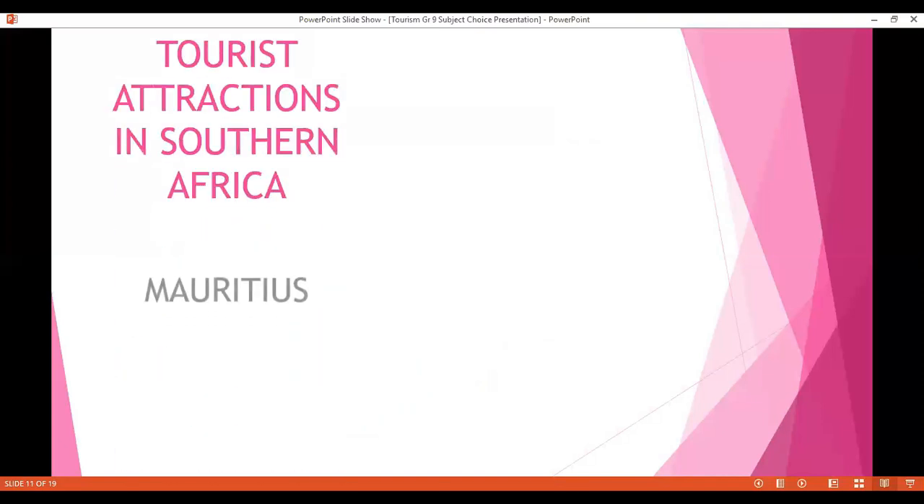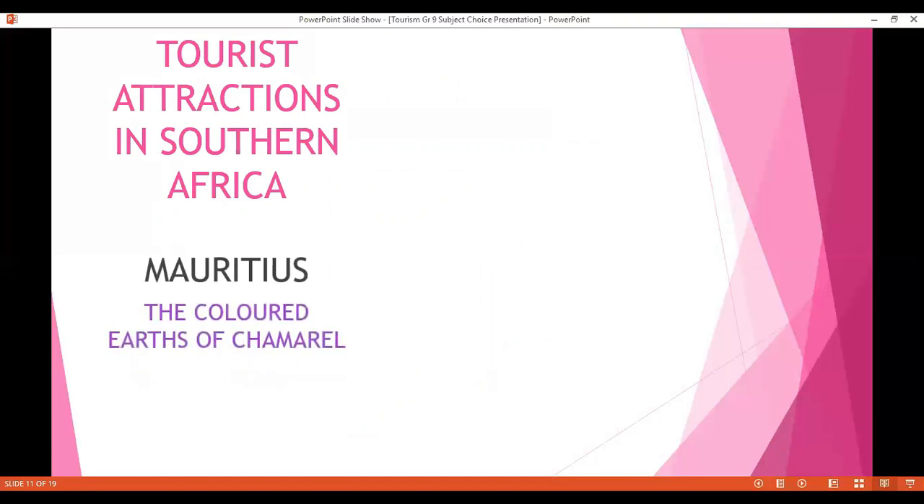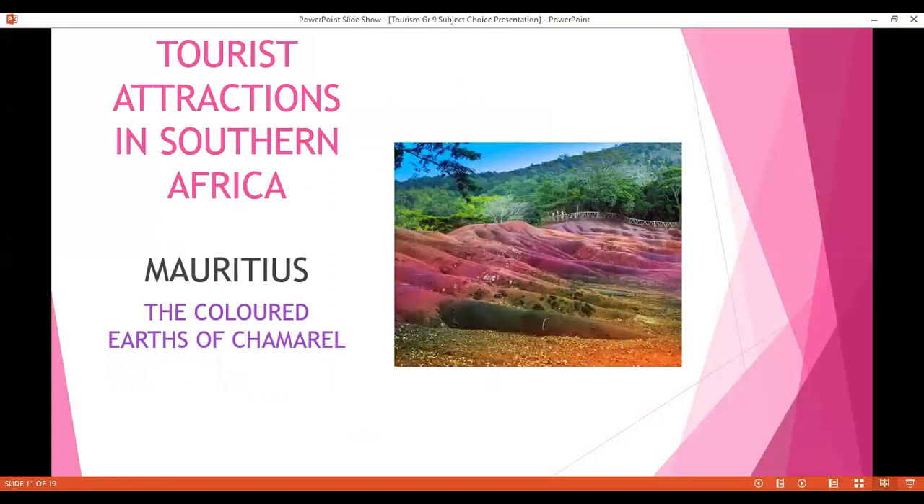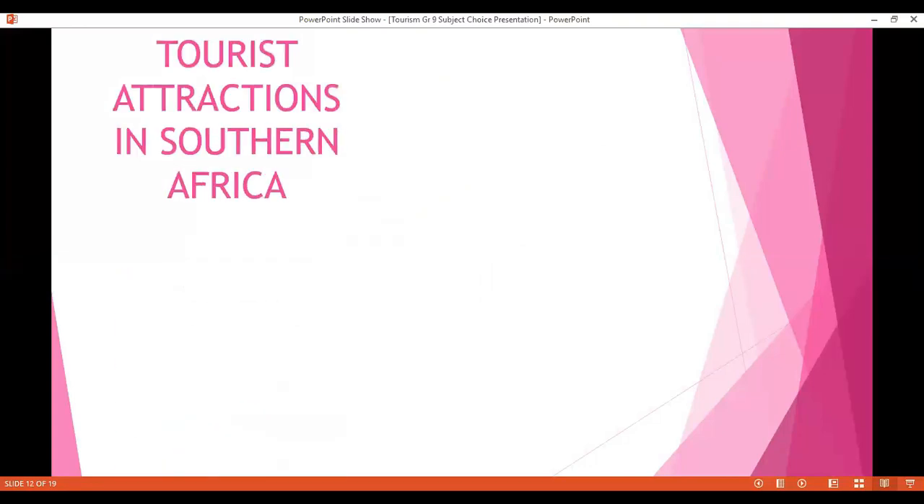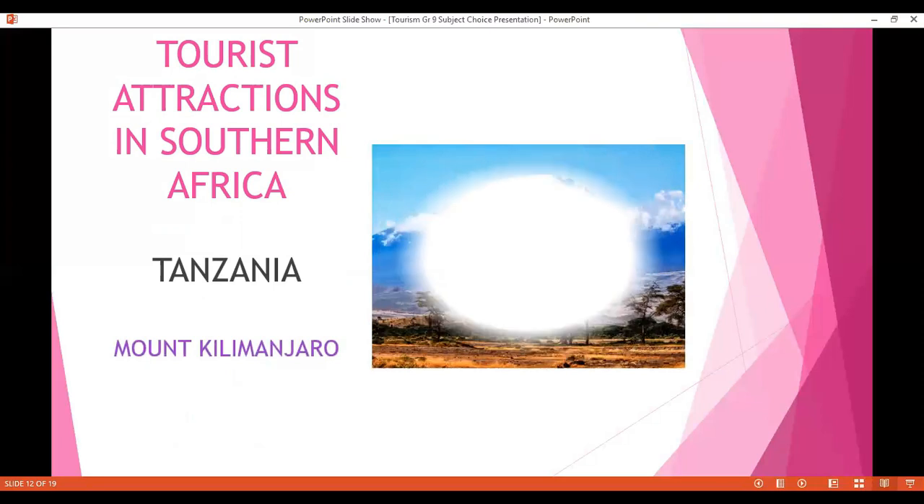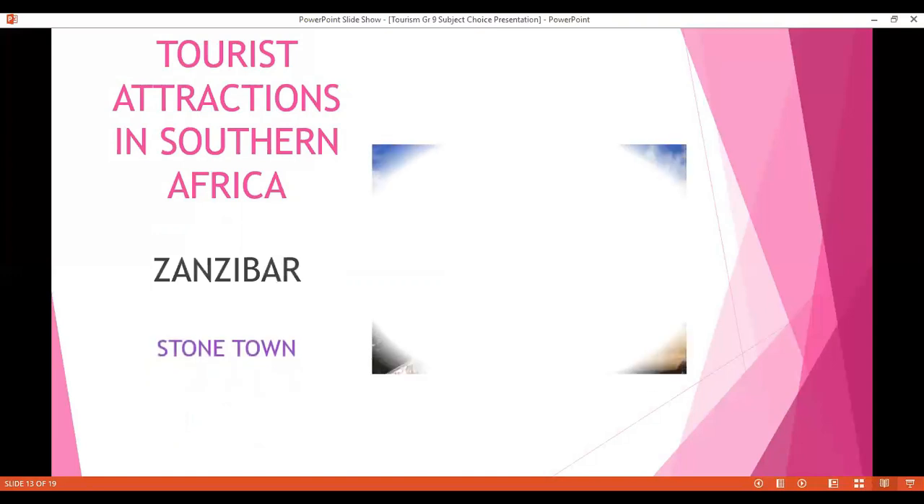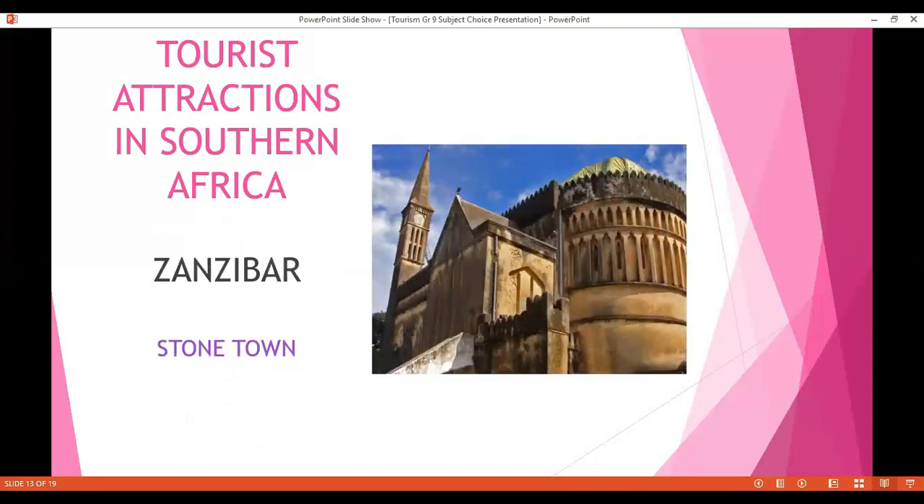I've also included a few popular attractions in the Southern African countries, and some of them also are very beautiful natural attractions, and there are also always man-made attractions that we can find too. Like this example in Zanzibar.